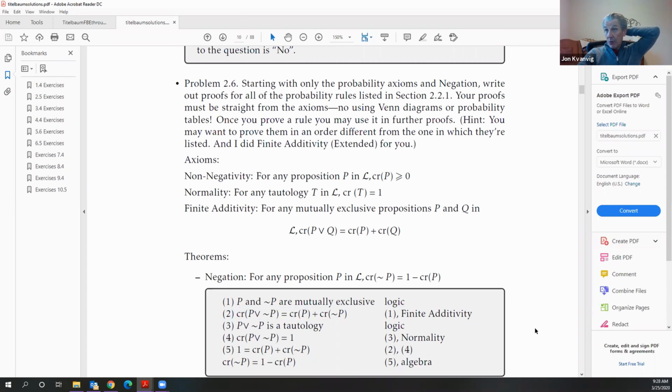So that's a straightforward proof, and notice there are some logic facts that we have to know in order to apply the axioms. You have to know what's a tautology, and you have to know what it is for propositions to be mutually exclusive. And that's not part of probability theory, that's just part of logic more generally. Okay, that's a proof of negation. That's probably the easiest theorem to prove about the probability calculus.